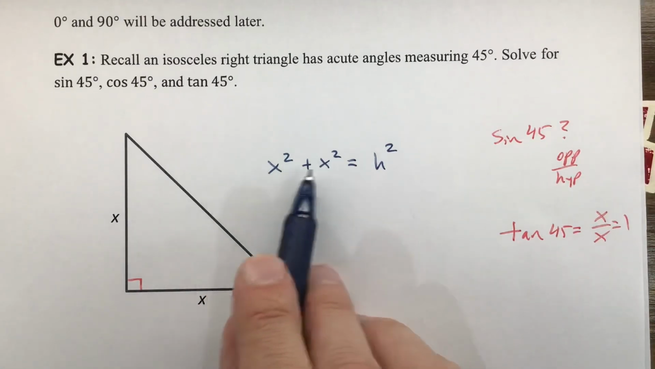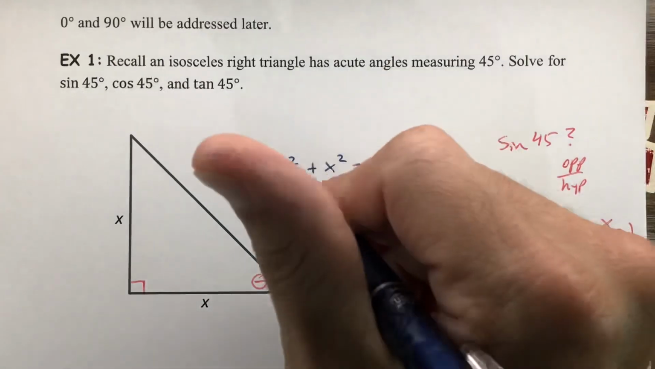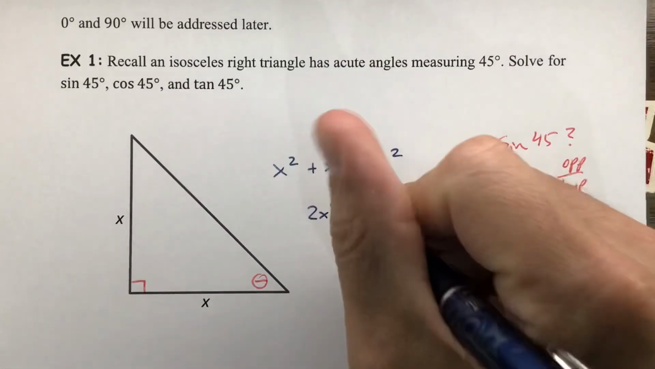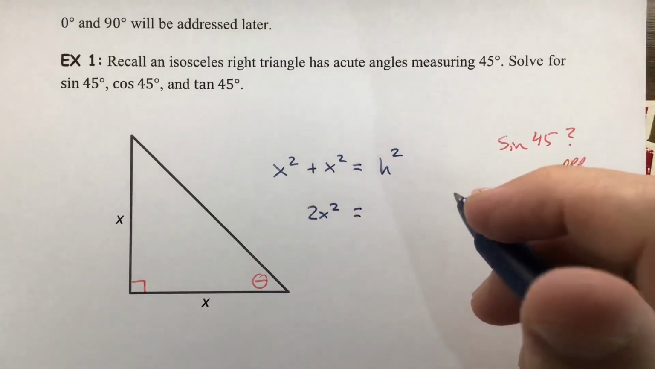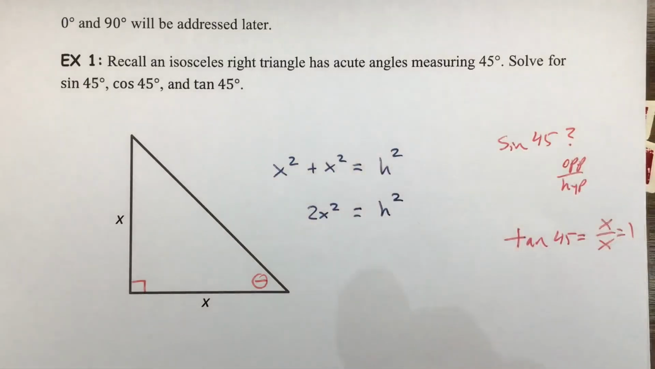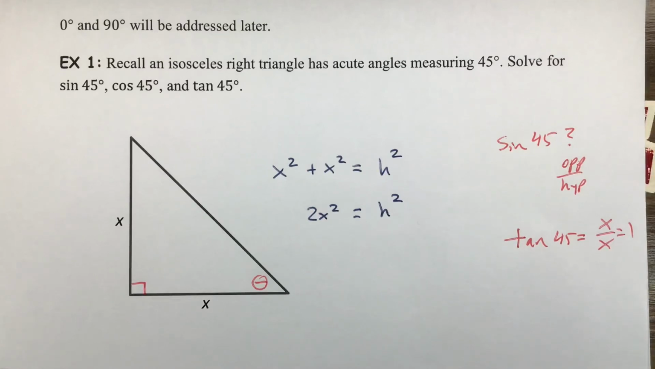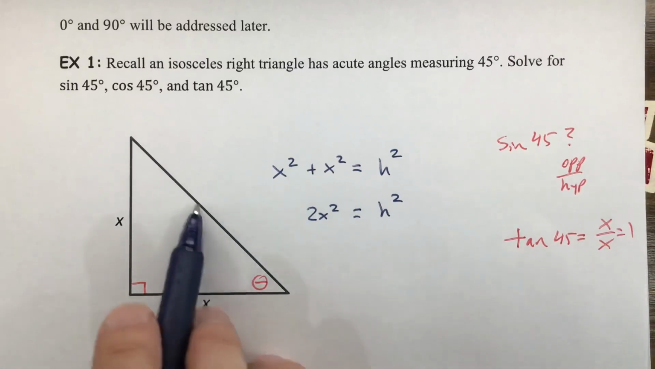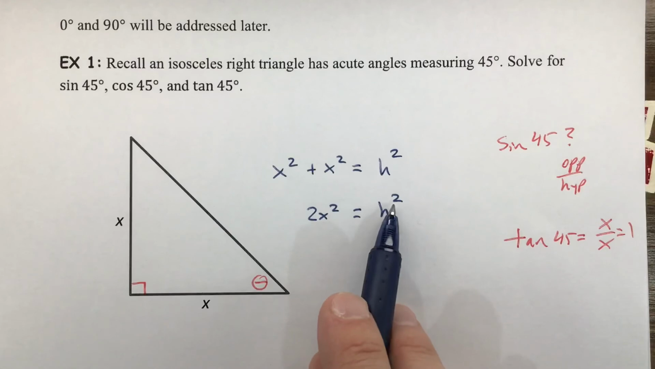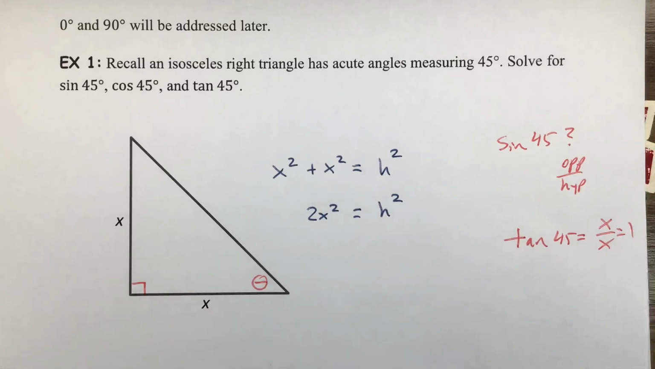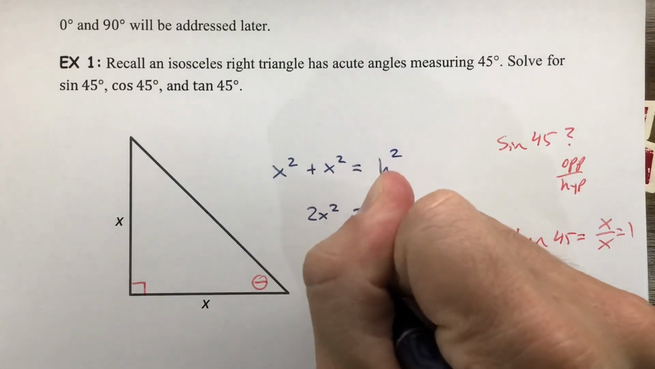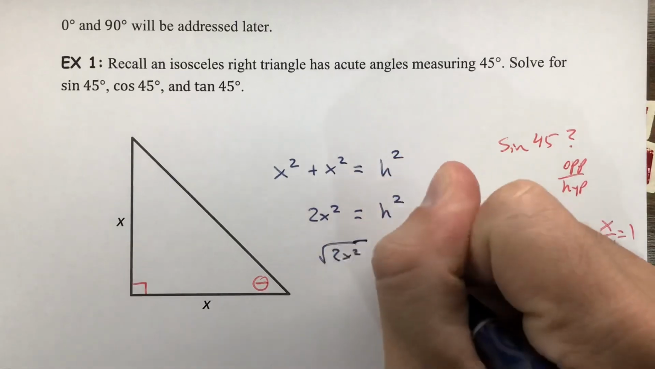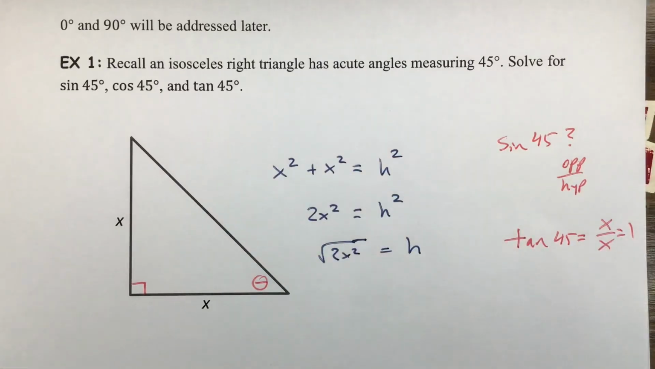These are actually like terms, so I can go ahead and add them together, and I'm going to get 2x squared. That would be equal to h squared. And if I want to solve for h, because that's really what I'm doing here, I want to know how to describe h. I'm going to need to undo the squaring, which means that I'm going to square root. So I'm going to take the square root of both sides. That'll give me h.